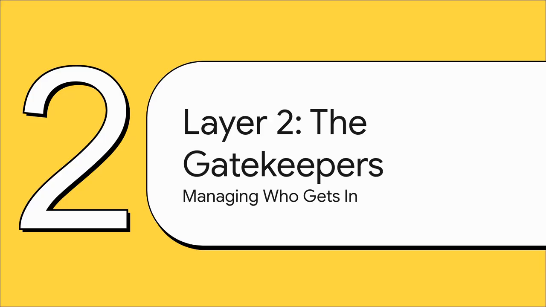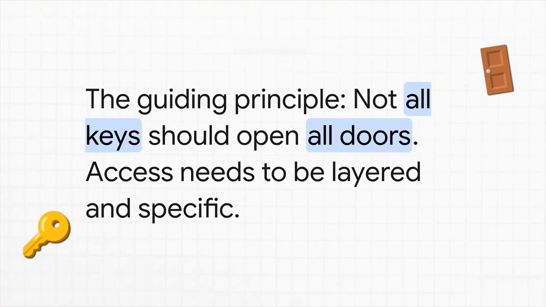Okay, so the moat's dug. We're keeping out all that random internet traffic. Now it's time to talk about the next layer in our defense, the gatekeepers. Now we have to think about managing the identities of the people we actually want to let inside the wall. And the whole idea here is actually pretty simple, but it is so powerful.